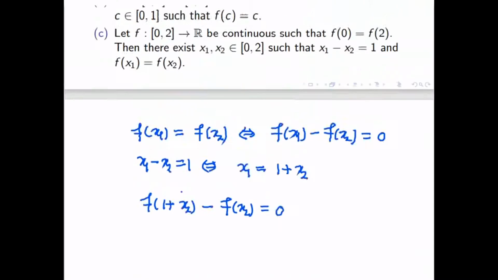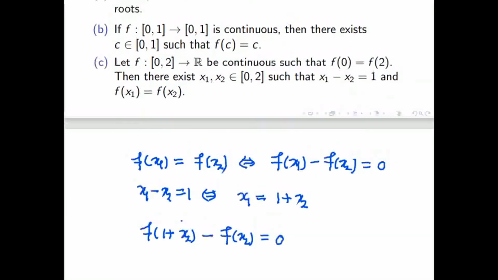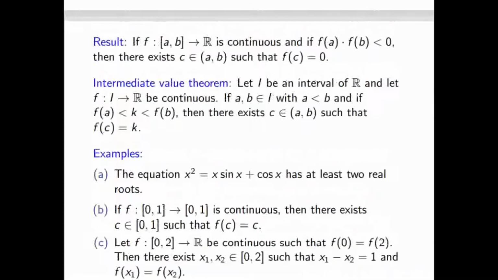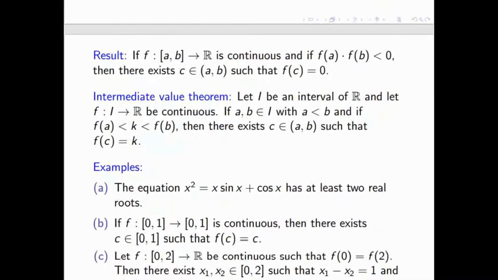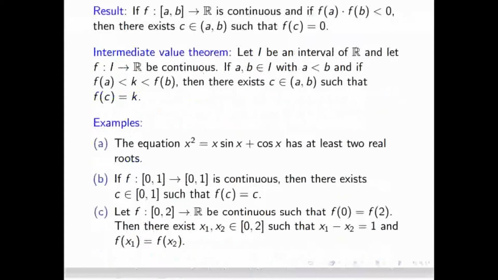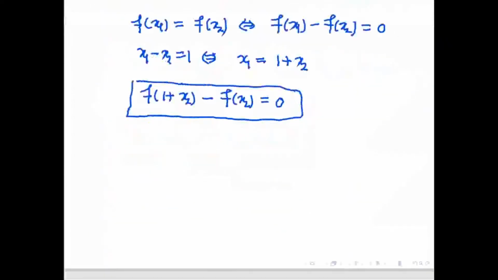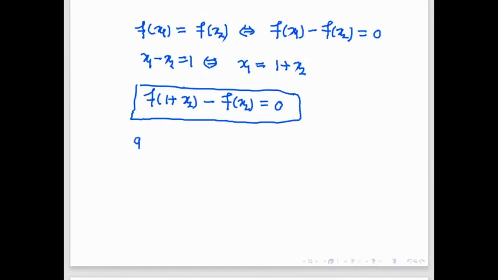So instead of these two conditions, x1 minus x2 equal to 1 and f of x1 equal to f of x2, it is the same as proving f of 1 plus x2 minus f of x2 equal to 0. That means there exists some x2 such that this property will hold. And we can see clearly from this result that there exists some c such that f of c equal to 0. So now I will define one function g of x and apply that theorem: g of x equal to f of 1 plus x minus f of x.